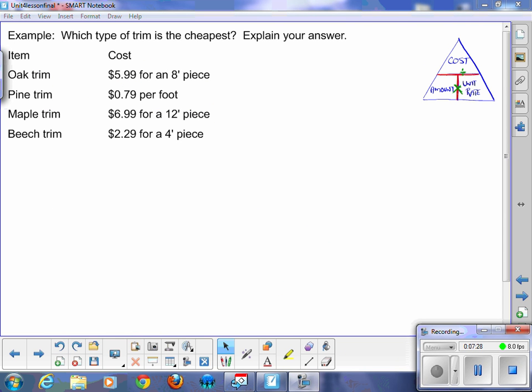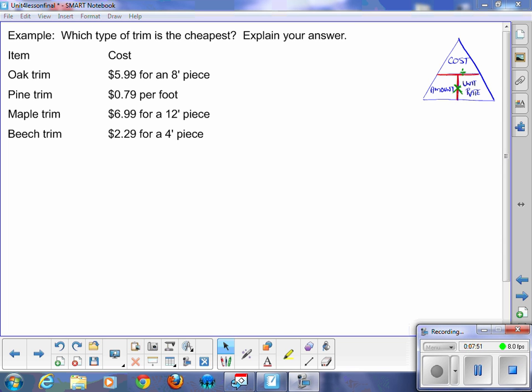All right, my second example today. Which type of trim is the cheapest? Now this is matching up with our theme. We've been looking at our subdivision project, so we're going to tie the subdivision project in for one more unit. This allows us to incorporate a little bit more information and skills into actually designing a house, or the basics, I guess.